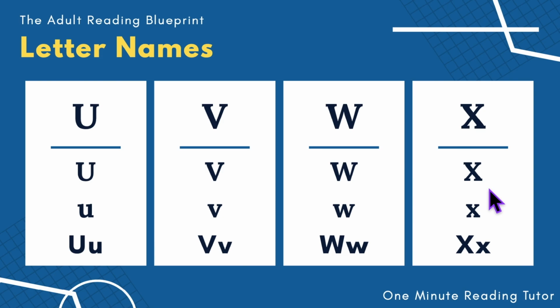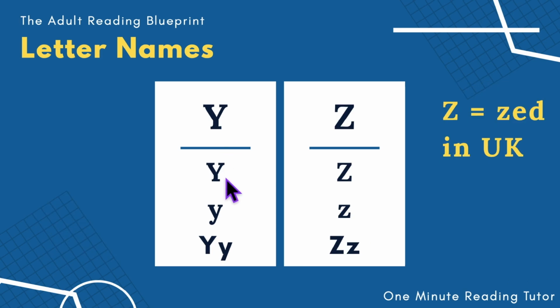X, capital X, lowercase x, X. Y, capital Y, lowercase y, Y. Z, capital Z, lowercase z, Z. This letter is called Z in the UK and Canada.